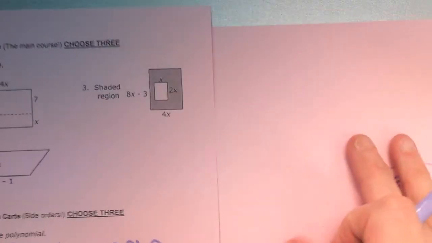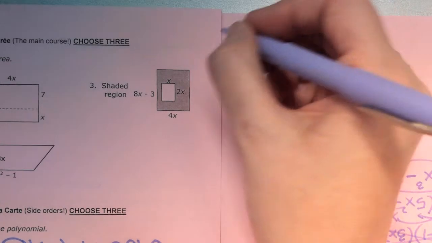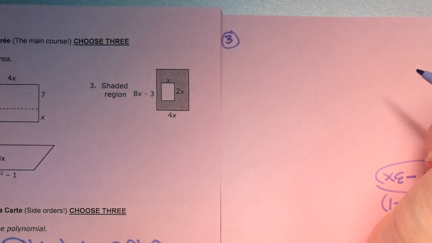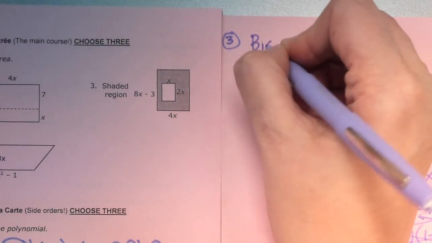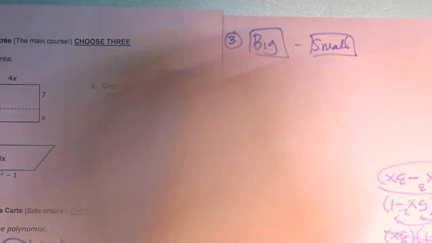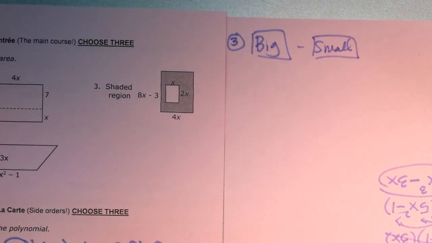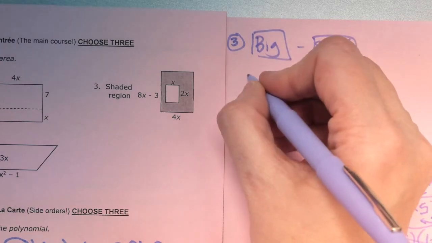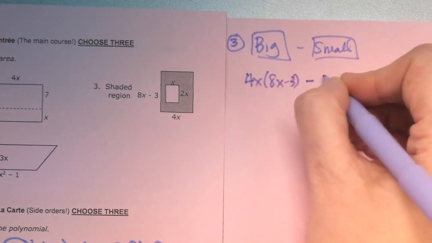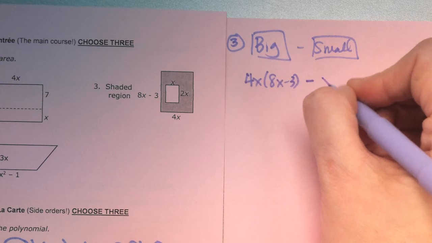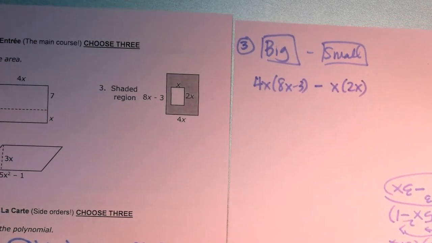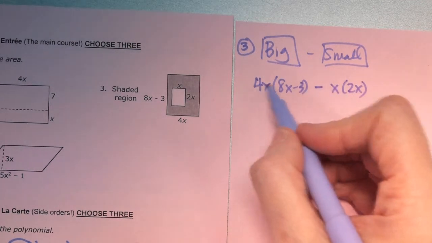Okay. Now, what about this one? But this is big minus small. So I'm going to find the area of the big one, which is 4x times 8x minus 3, minus the area of the small one, which is x times 2x. Okay? So what do I do?